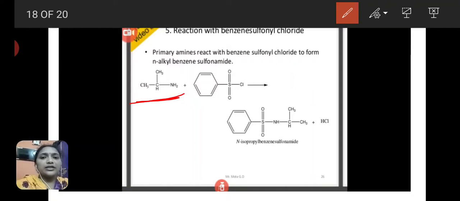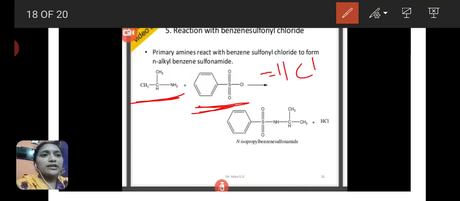We can take here 2-propanamine, and this one is benzene sulfonyl chloride, benzene ring SO2Cl, C6H5SO2Cl, that is the formula of benzene sulfonyl chloride. And here this one is the structure of benzene sulfonyl chloride. Here also, when amines react with benzene sulfonyl chloride, minus HCl, they lose HCl and form sulfonamides.